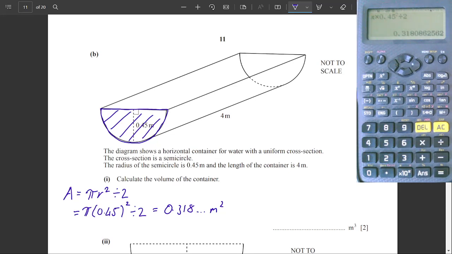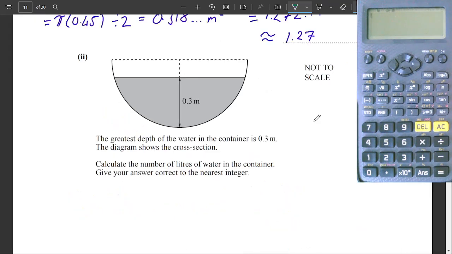Now, to get the volume, we need meters cubed, so we just take that 0.318 meters squared and multiply it by the length, which is in meters, gives us meters cubed in the end. So keep the whole unrounded answer, times it by 4, gives us 1.272, etc. Rounded to 3 significant figures, 1.27 meters cubed.